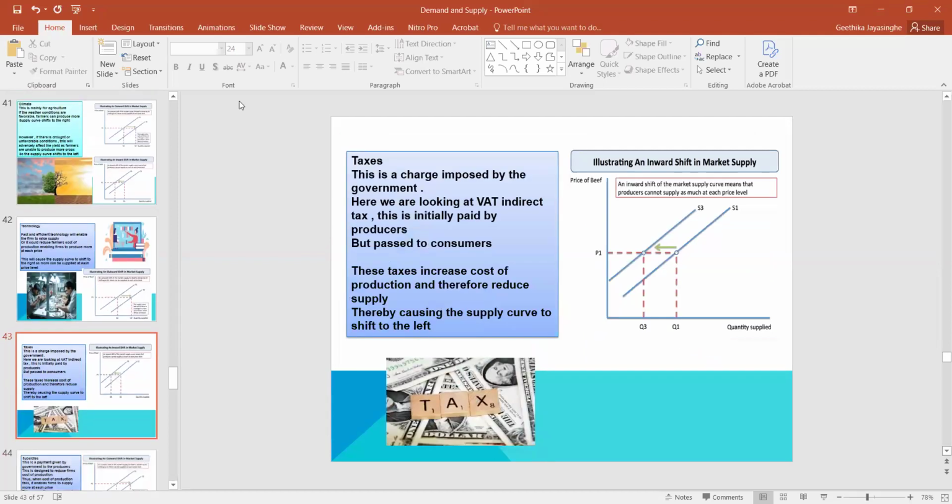Taxes. You can just make a note of it. If the government is charging a lot of taxes, the money available for the farmers to produce more will be limited, so he will cut down the supply. At the same time, if you give allowances, subsidies and all that, farmers will be able to produce more. So the supply curve will shift to its right side.